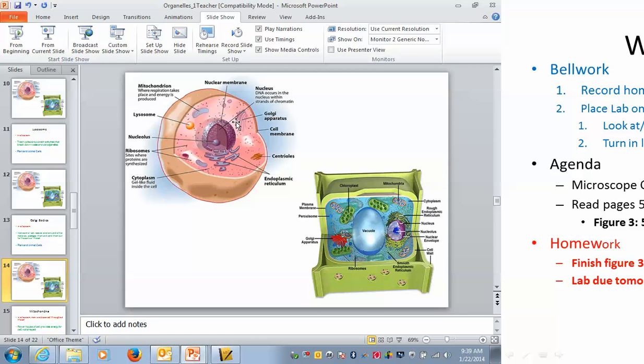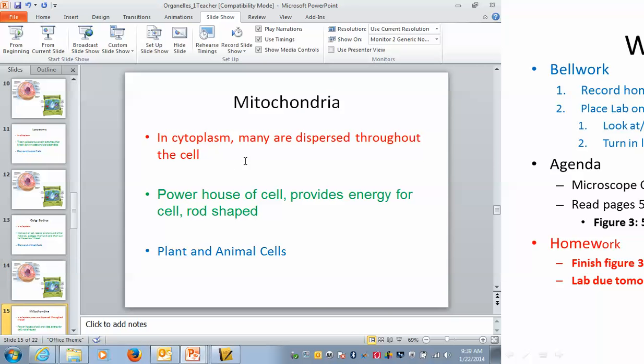Over here it looks like a little tube-like structure, like a windy snake-like thing. And over here you can see that it's right here in red. Sometimes these are referred to as the Golgi apparatus or the Golgi body. Either one is correct.